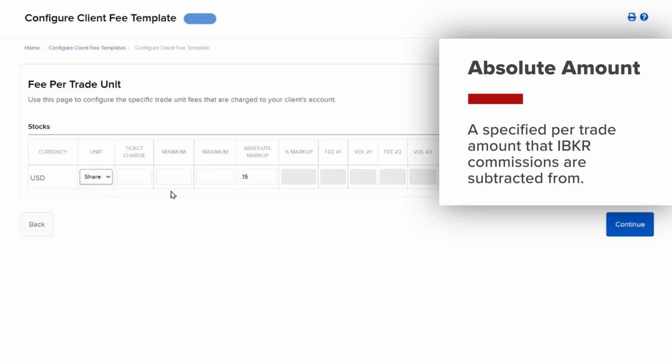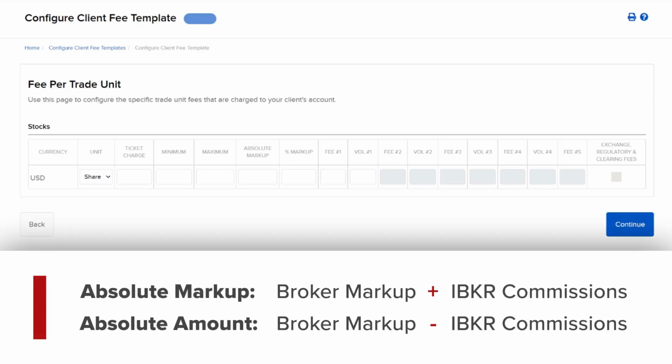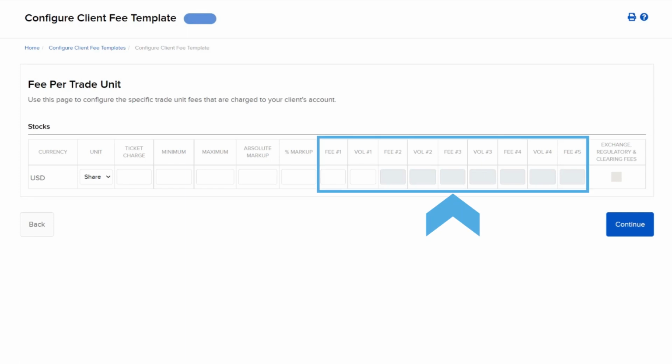Absolute amount is the specified per trade amount the client will be charged, from which IBKR commissions are subtracted. It is similar to absolute markup, but absolute markup is in addition to IBKR's commissions, whereas IBKR's commissions are subtracted from absolute amount. In practice, this means the value entered by the broker should be greater than IBKR's commission for the broker to capture any profit. Absolute amount uses the fee and volume columns, since brokers can set multiple tiers based on volume breaks on a per trade basis.